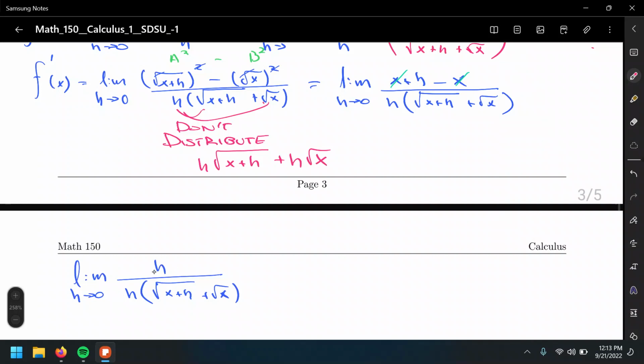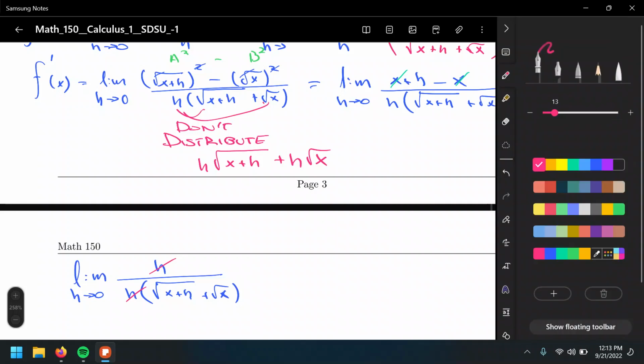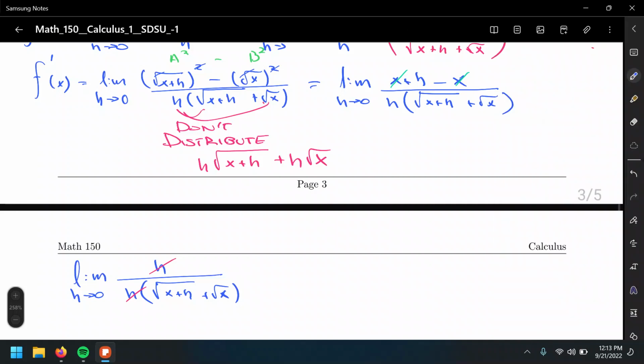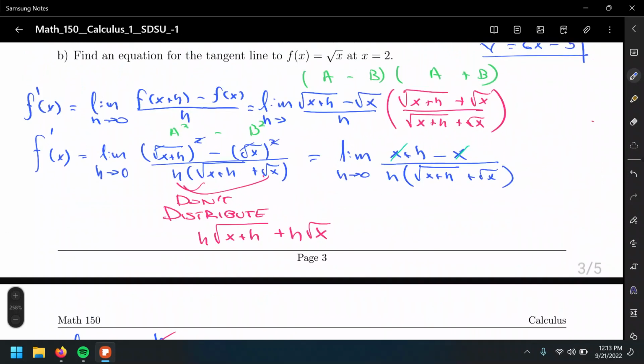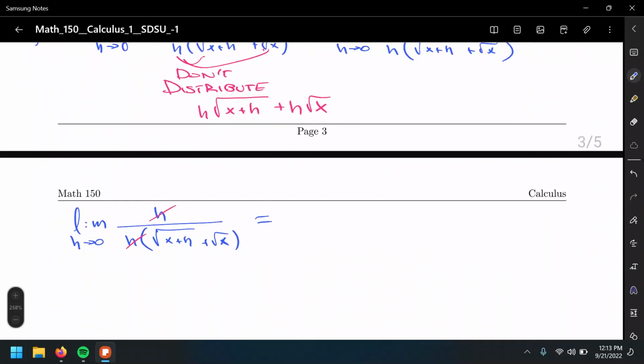And in this case, you wouldn't be able to see how these h's cancel. Alright? So cancel the h's. And at this point, we already canceled those factors, or rather that quotient that creates the indeterminate form 0 over 0. I already erased it. So that means we're left with the limit as h approaches 0 of 1 over the square root of x plus h plus the square root of x.